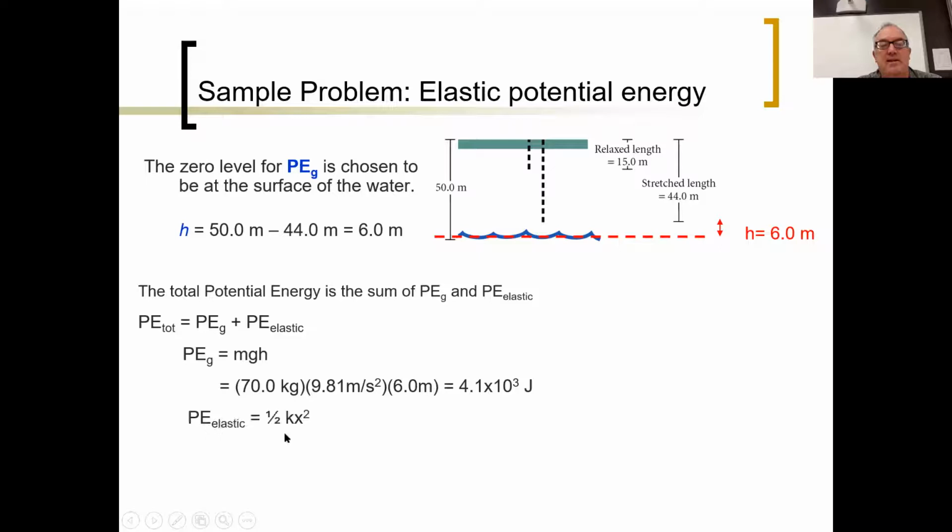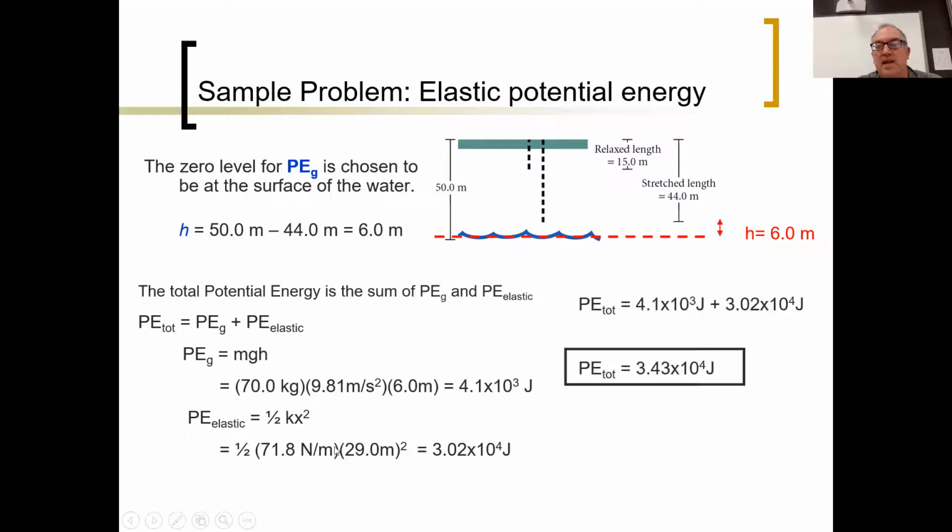Then the elastic, I have the spring constant that they gave me. And then again, I want to stress that I have the difference between the relaxed and the stretched length, which was 29. I add those together, and the potential energy in this system that we still have is 3.43 times 10 to the fourth joules.